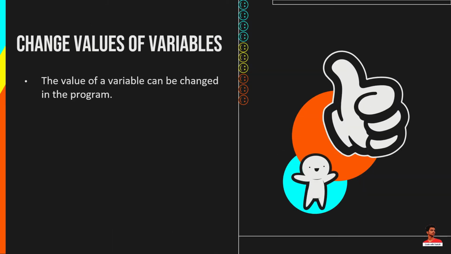The value of a variable can be changed in the program. We have an example. Here, initially the value of the marks variable is 70. Later we changed it to 86. However, we cannot change the data type of a variable in Java within the same scope.